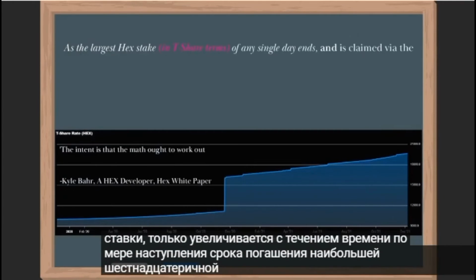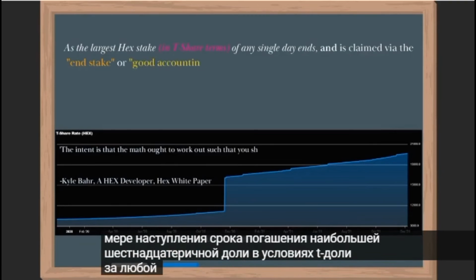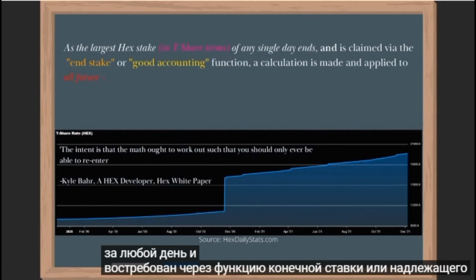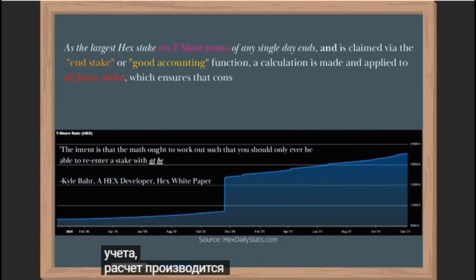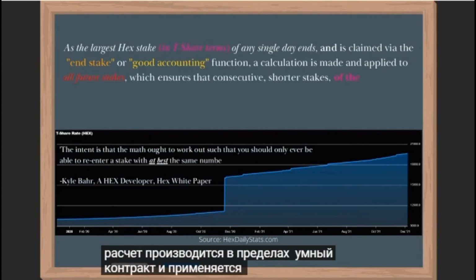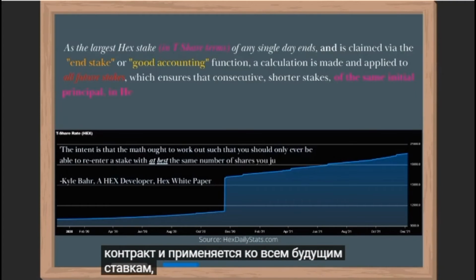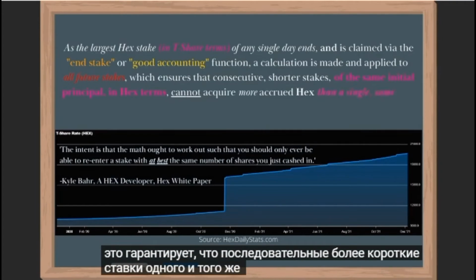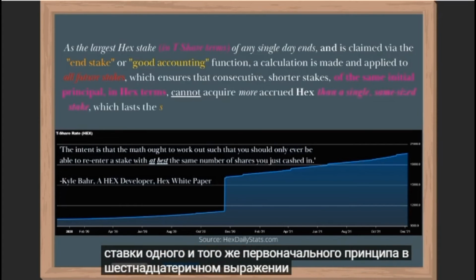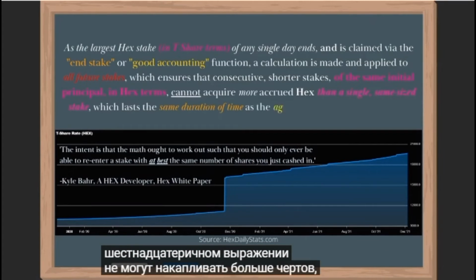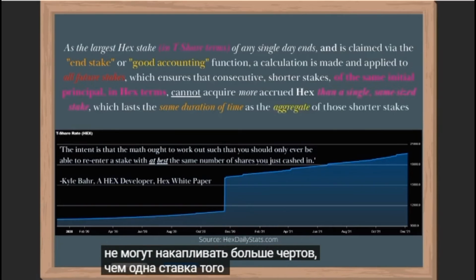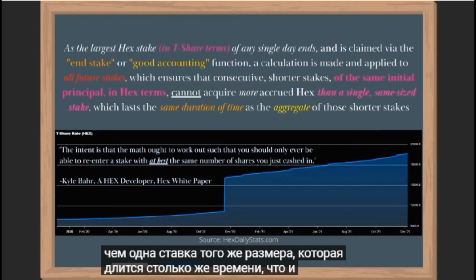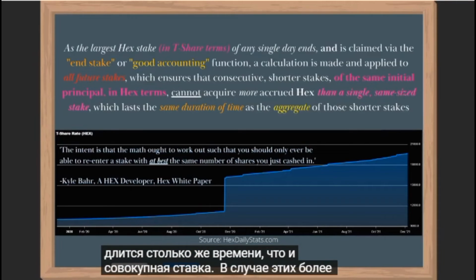As the largest Hex stake in T-share terms of any single day matures and is claimed via the end stake or good accounting function, a calculation is made within the smart contract and applied to all future stakes. This ensures that consecutive, shorter stakes of the same initial principal in Hex terms cannot accrue more Hex than a single, same-sized stake which lasts the same duration of time as the aggregate of those shorter stakes.